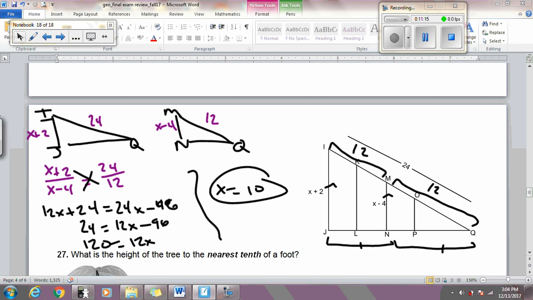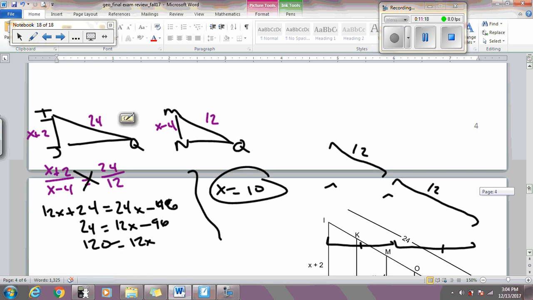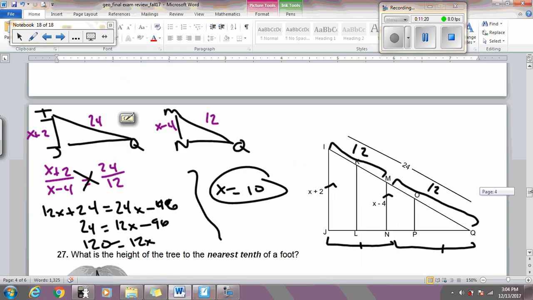And let me double check the instructions to make sure all I needed to find was x. Yes, good. So we're done.